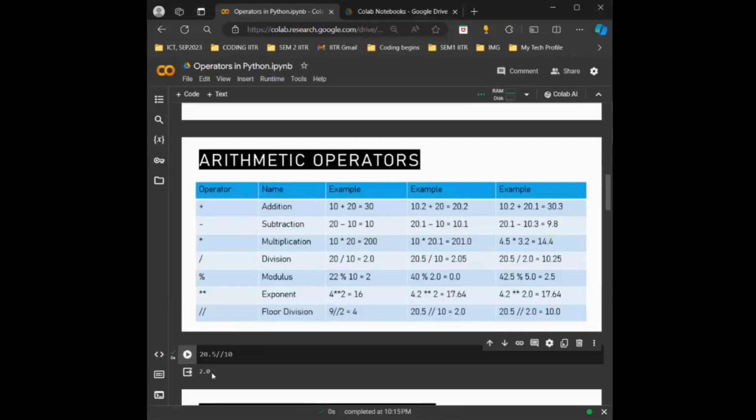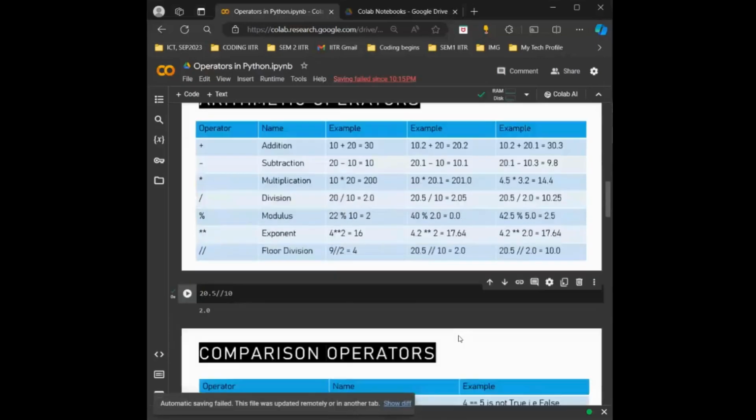So this is all about arithmetic operators. I hope you understand it. If you still have a query, you can write to me.